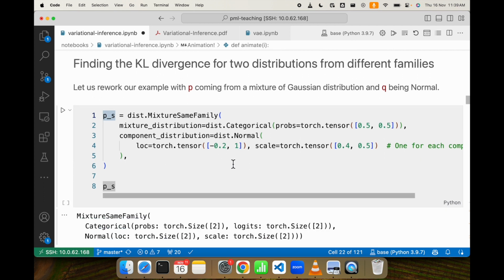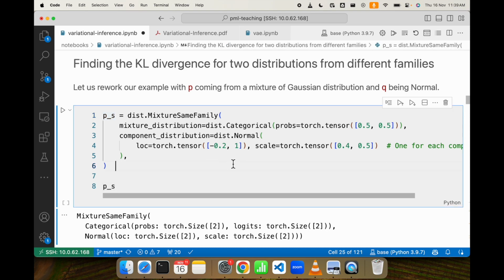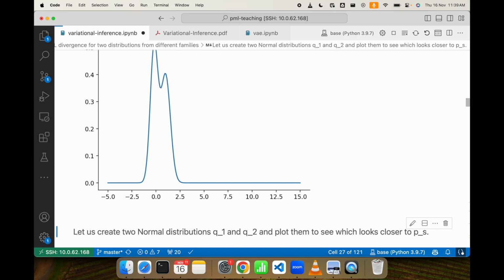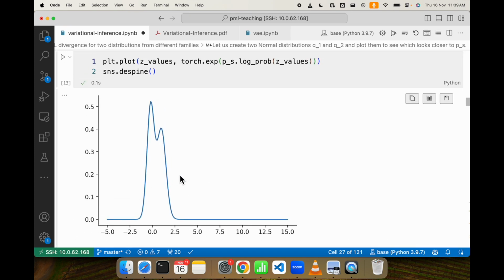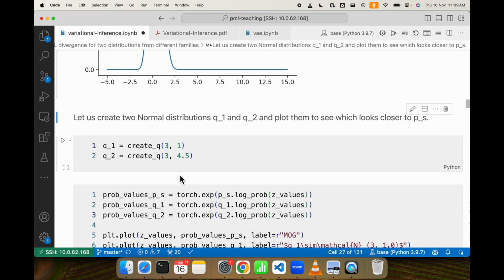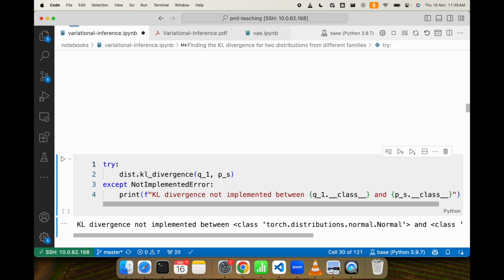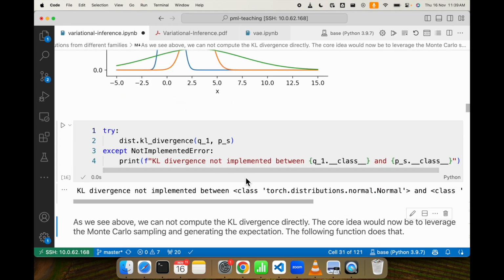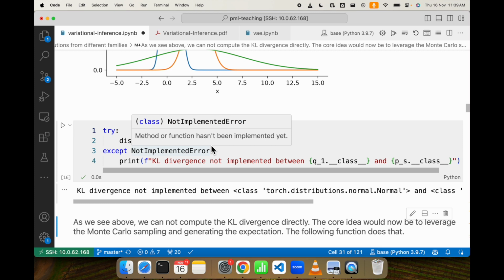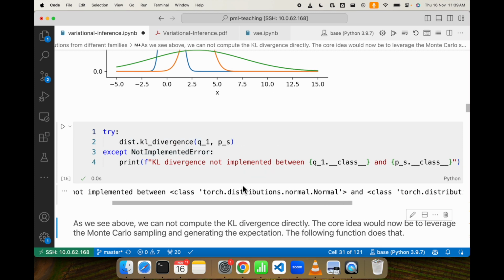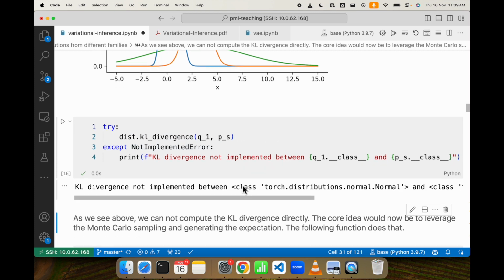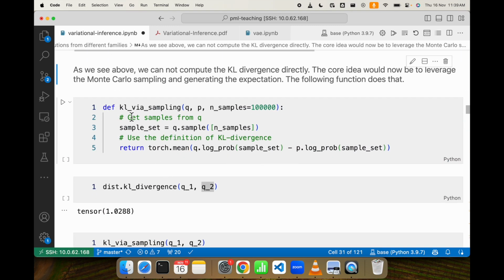Then we also looked at finding the KL divergence between two distributions from different families. This is where we said we don't have an analytical closed-form solution. So this is our P distribution. It's a mixture of Gaussians. If we try to find the KL divergence between this and a Q distribution, which is a normal distribution, we get that KL divergence is not implemented because it does not exist in a closed form in an analytical way. But then we said that we can use KL divergence via MC sampling.